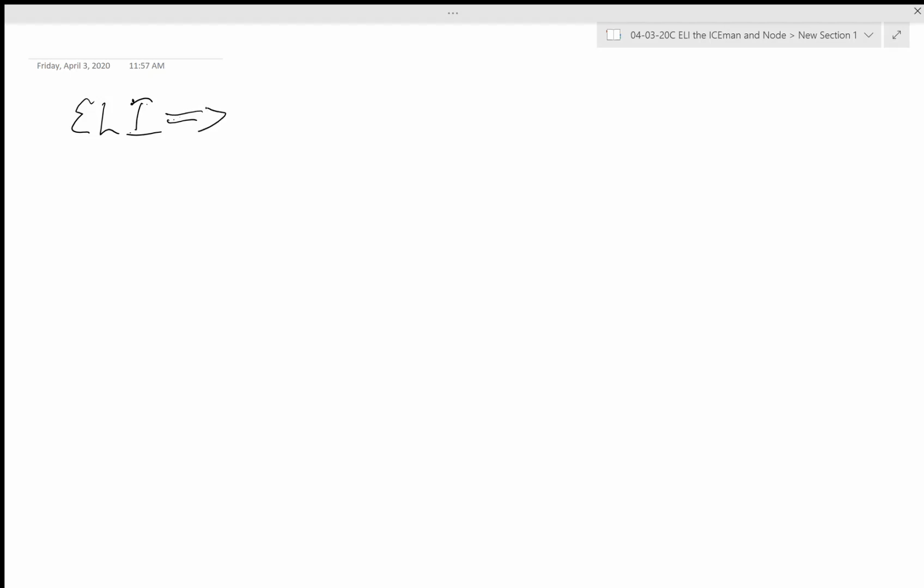Okay, here we are, finishing up ELI the ICEman. So we talked about ELI last. Now we stated that ELI meant that the angle of the current was less than the angle of the voltage by 90 degrees in an inductor.